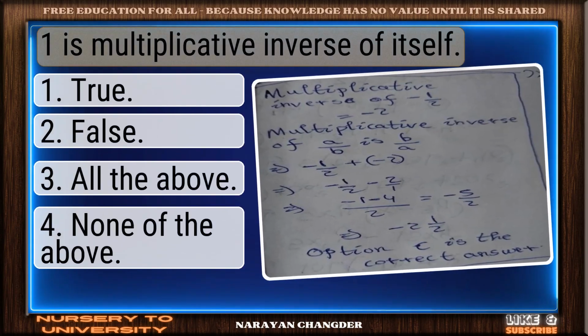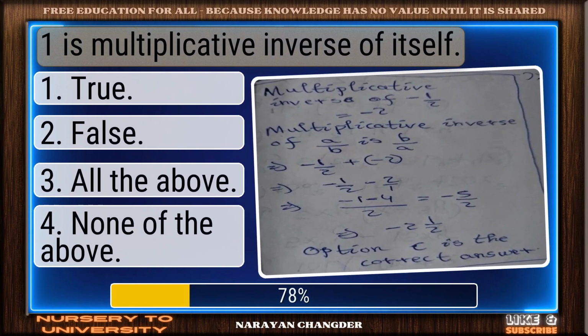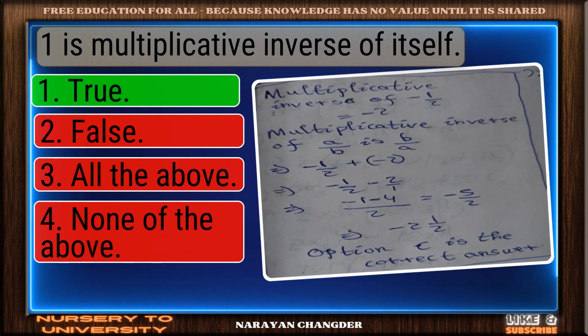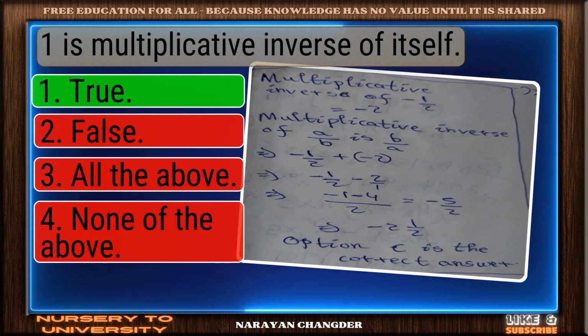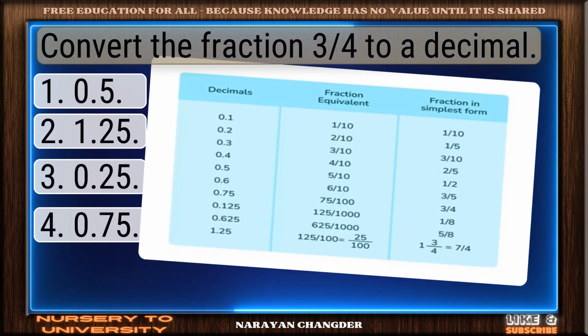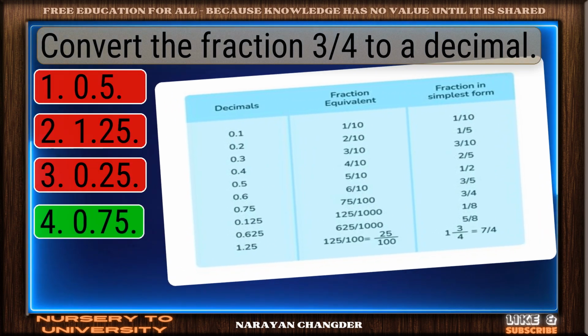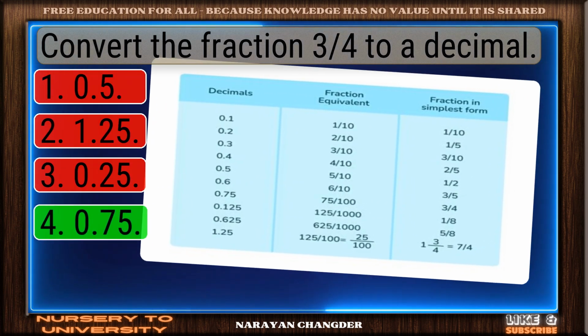Question number 48, 1 is the multiplicative inverse of itself. Sharp thinking. True is the right choice. Question number 49, convert the fraction 3/4 to a decimal. You got it. Your choice 0.75 is right.